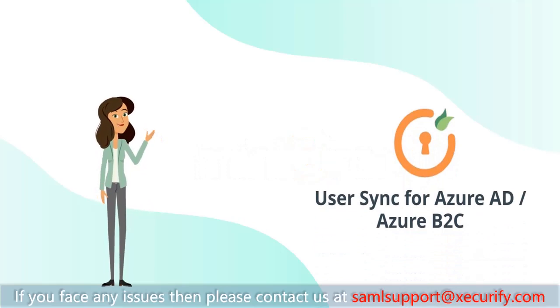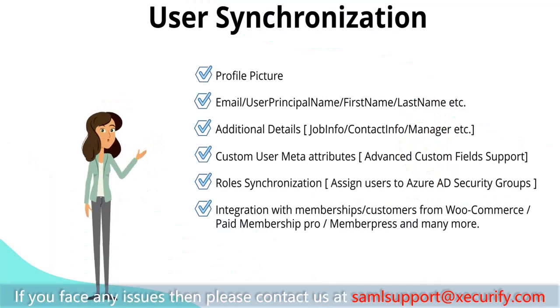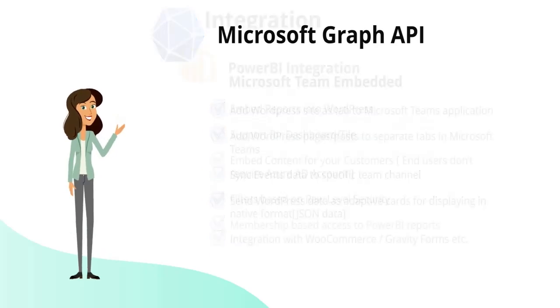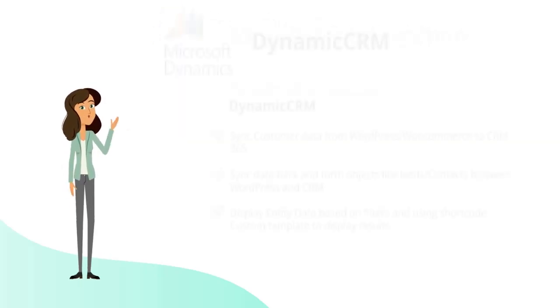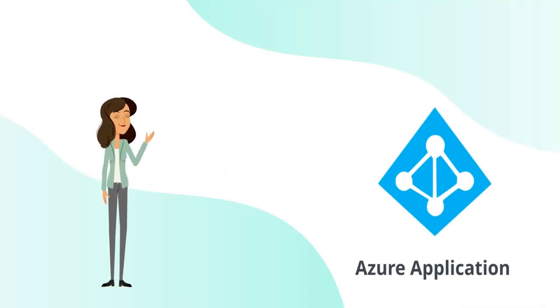Today we will configure user sync for Azure AD, Azure B2C plugin for WordPress. Using the plugin, you will be able to sync the user from the Azure AD or Azure B2C tenant to your WordPress site. The Azure AD User Sync plugin also supports integration with Microsoft Graph API, PowerBI, SharePoint and Dynamic CRM. First, you need to make an Azure AD application.